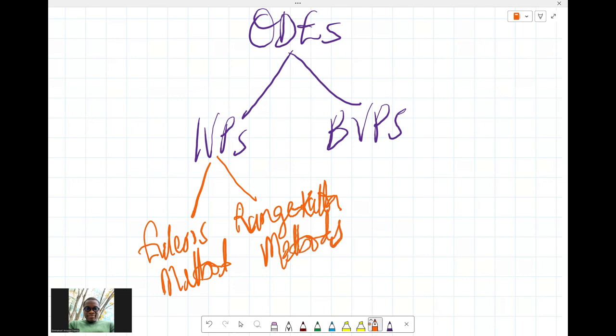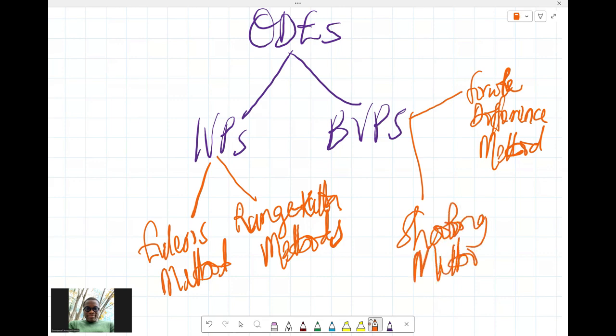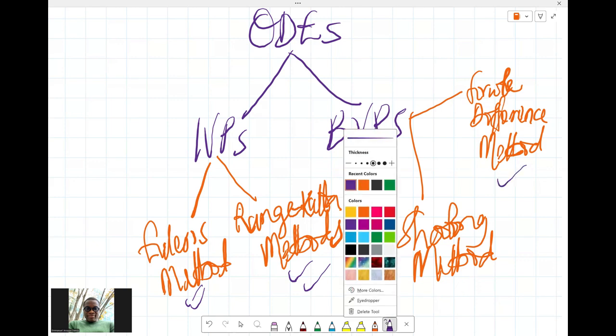Especially of the fourth order. Then for the boundary value problems, now we're looking at the finite difference method. And later we'll be looking at the shooting method. Okay. So, like I said, this is done. Now we are going for the finite difference method, actually. So let's see how that goes.